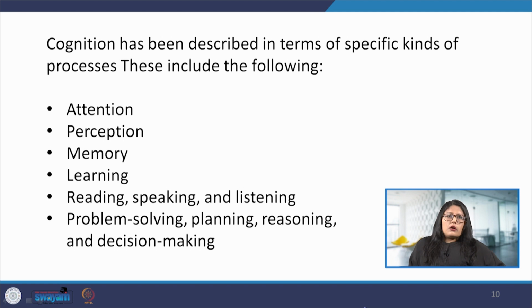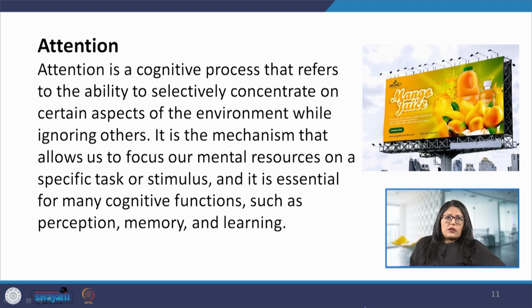Now cognition, like I said, is quite a vast area of study, but some of the important processes are attention, perception, memory, learning, reading, speaking, listening, and problem solving. So we will take a look at all of these processes. So attention is central to our life. So we have to be attentive in case we are crossing a road or a lecture is going on. So we need to be attentive in order to take that information, and in the first example not getting hit by a car, in the second example preparing for the exam, being attentive in the lecture.